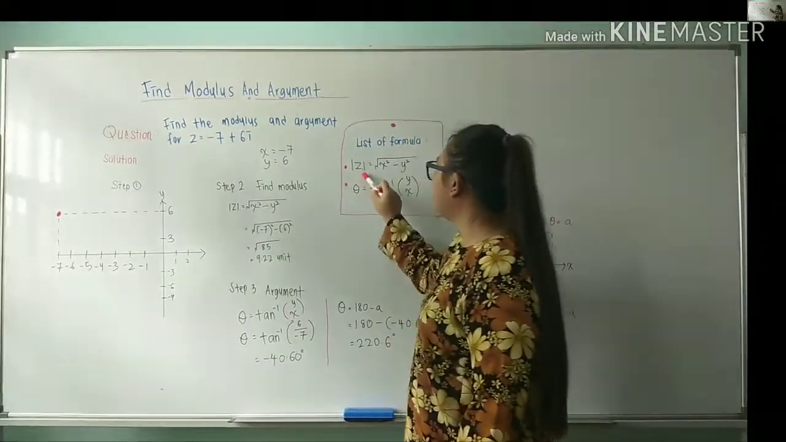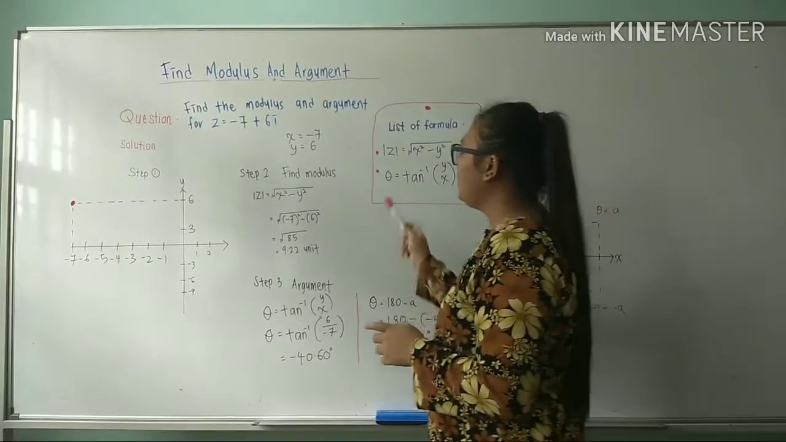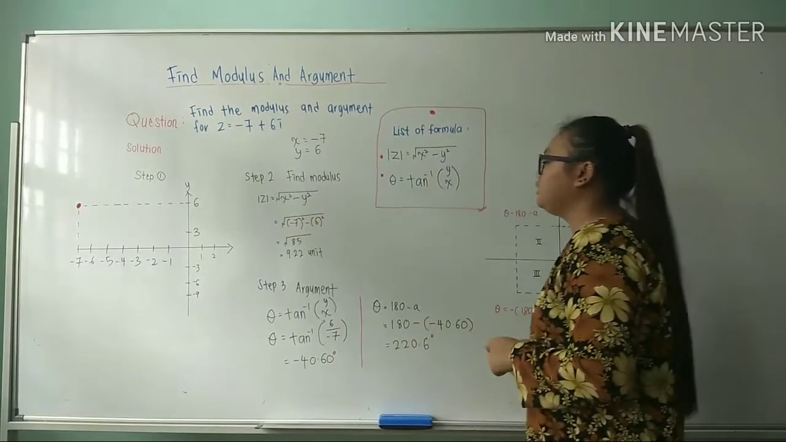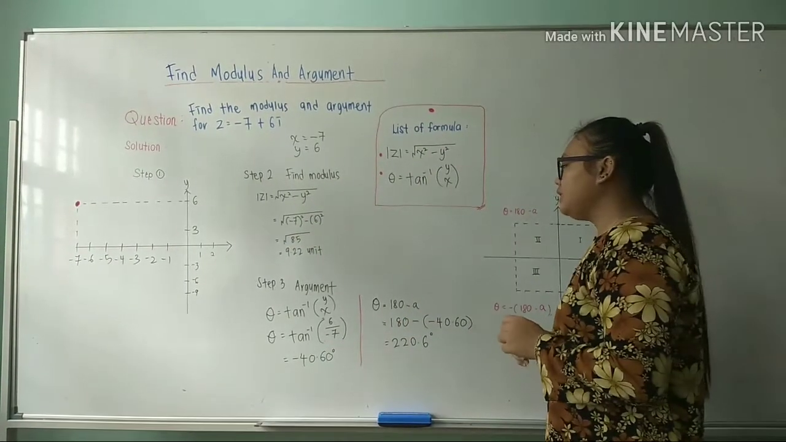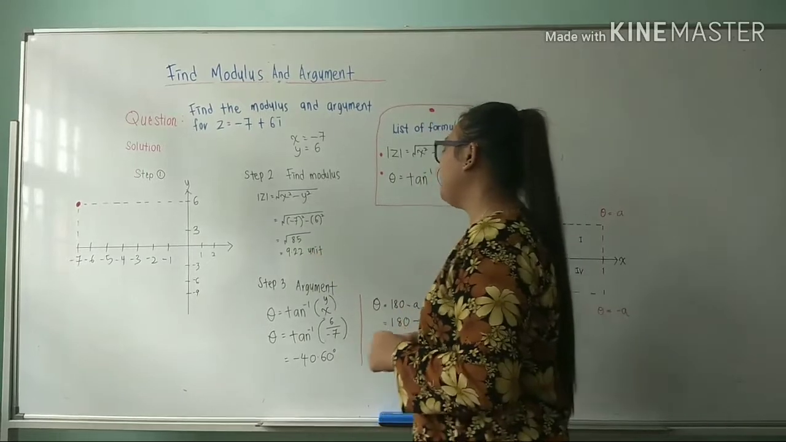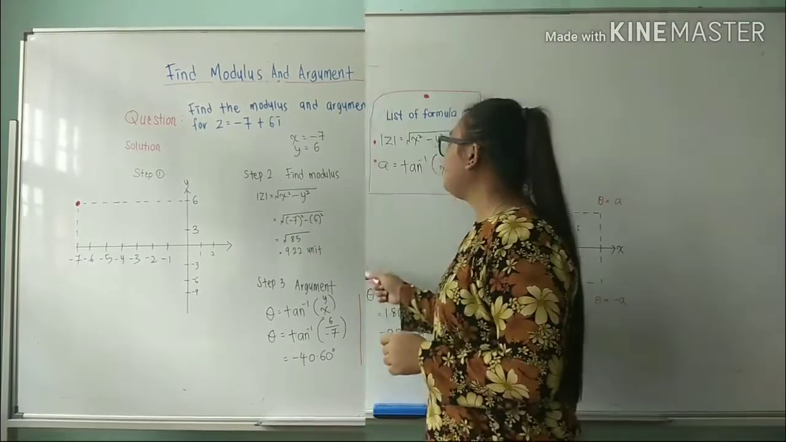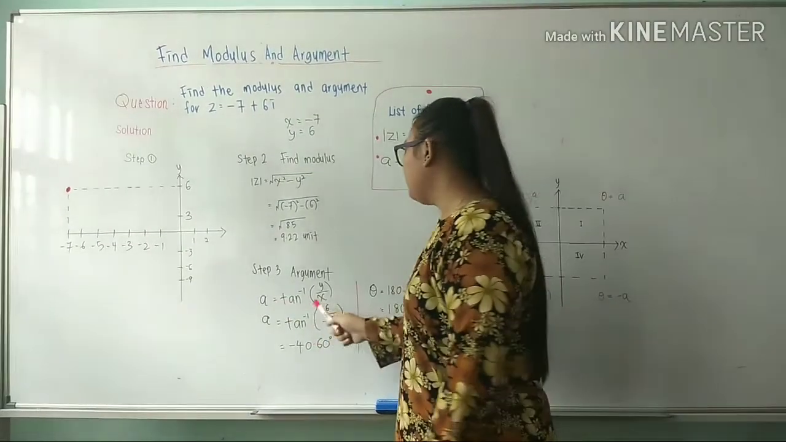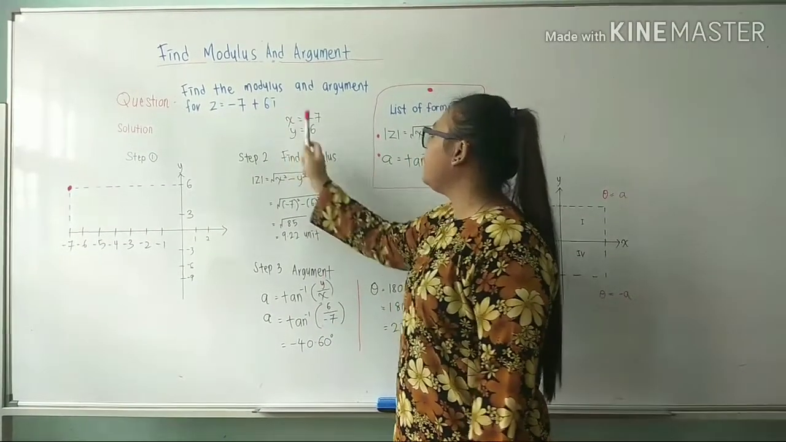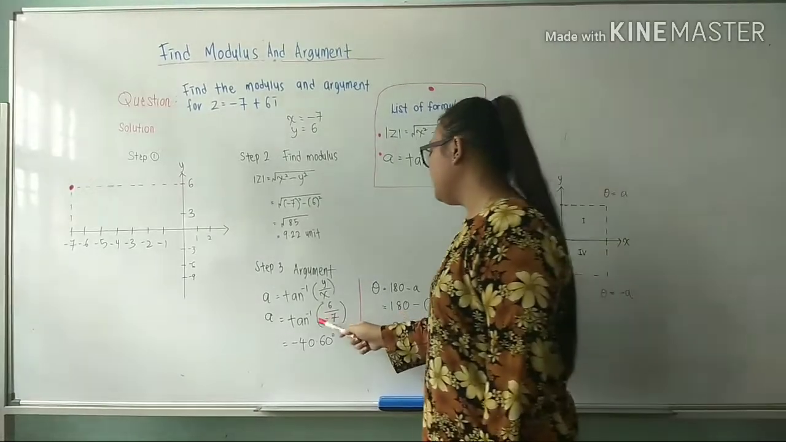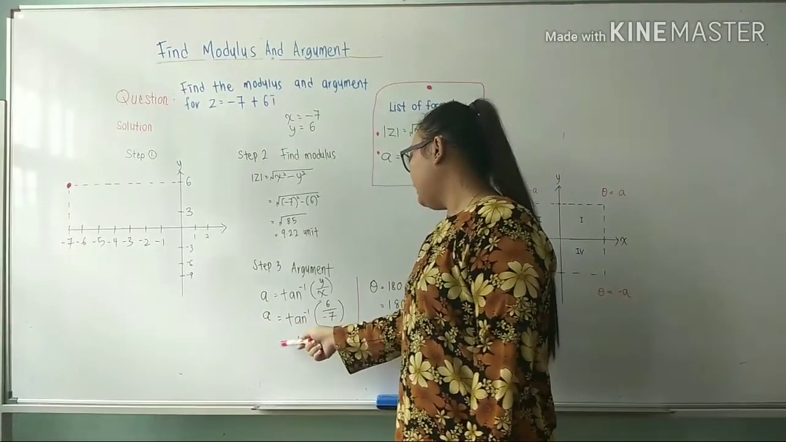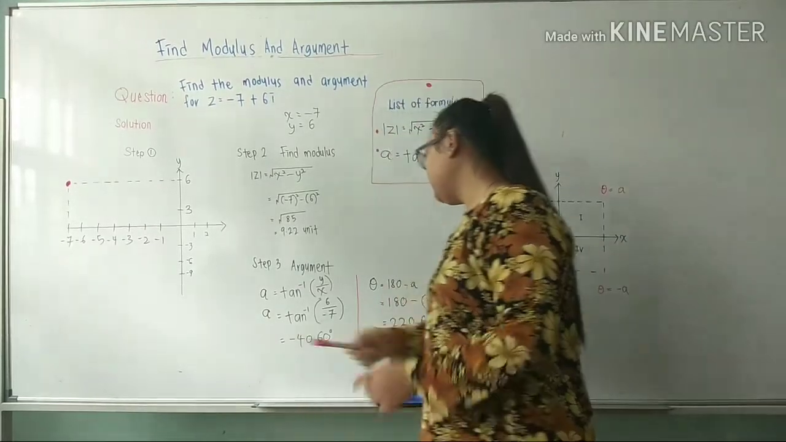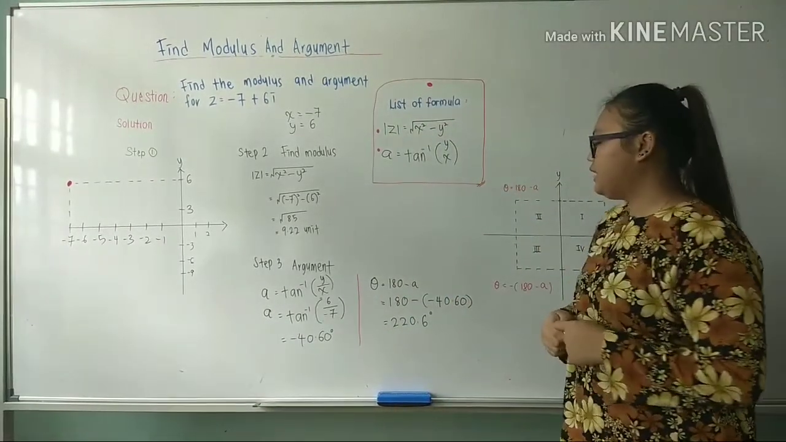We use this formula and insert x and y into the square root, and then we calculate, and the answer is 9.22 units. To find the argument, we use this formula. We just put the values of x and y into the formula and calculate it, and the answer is negative 40.60.